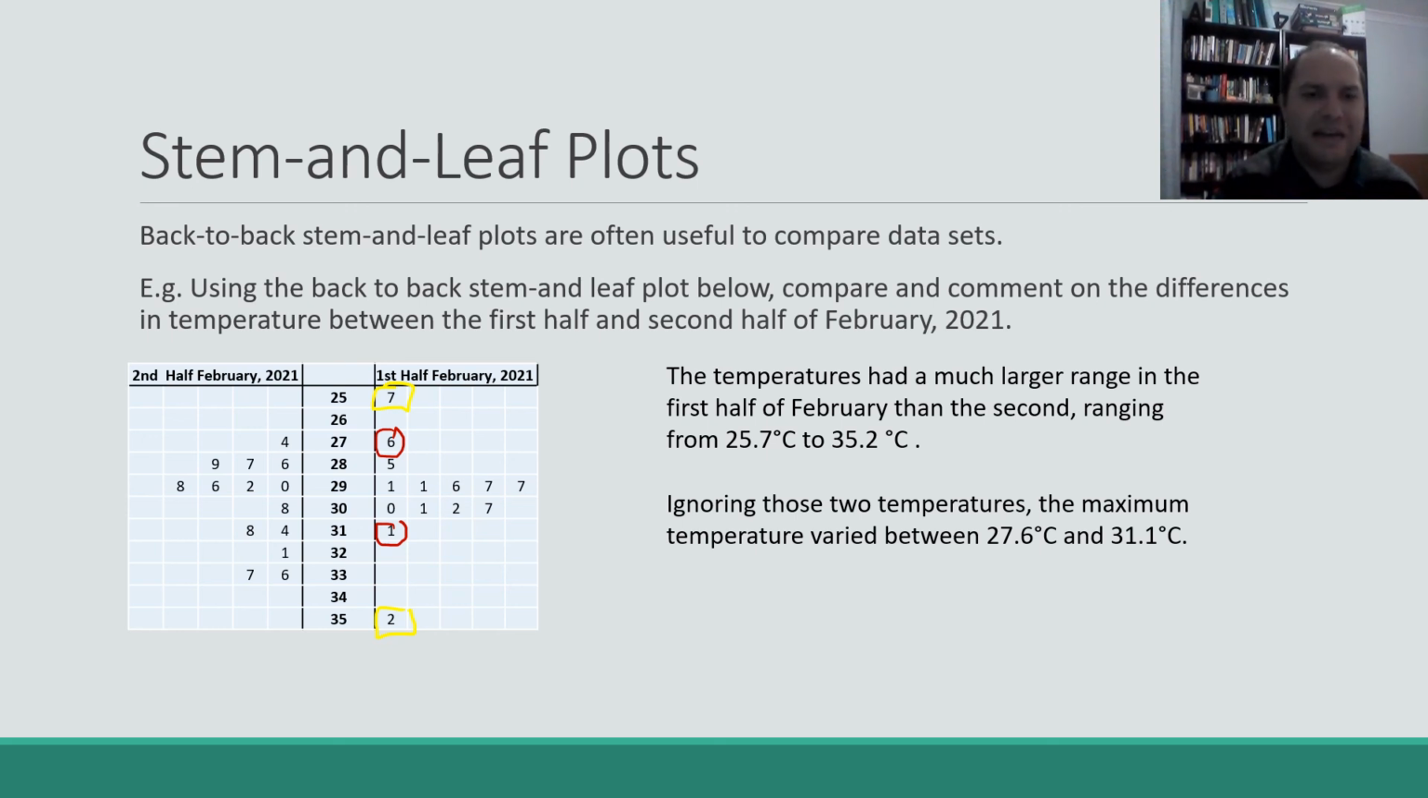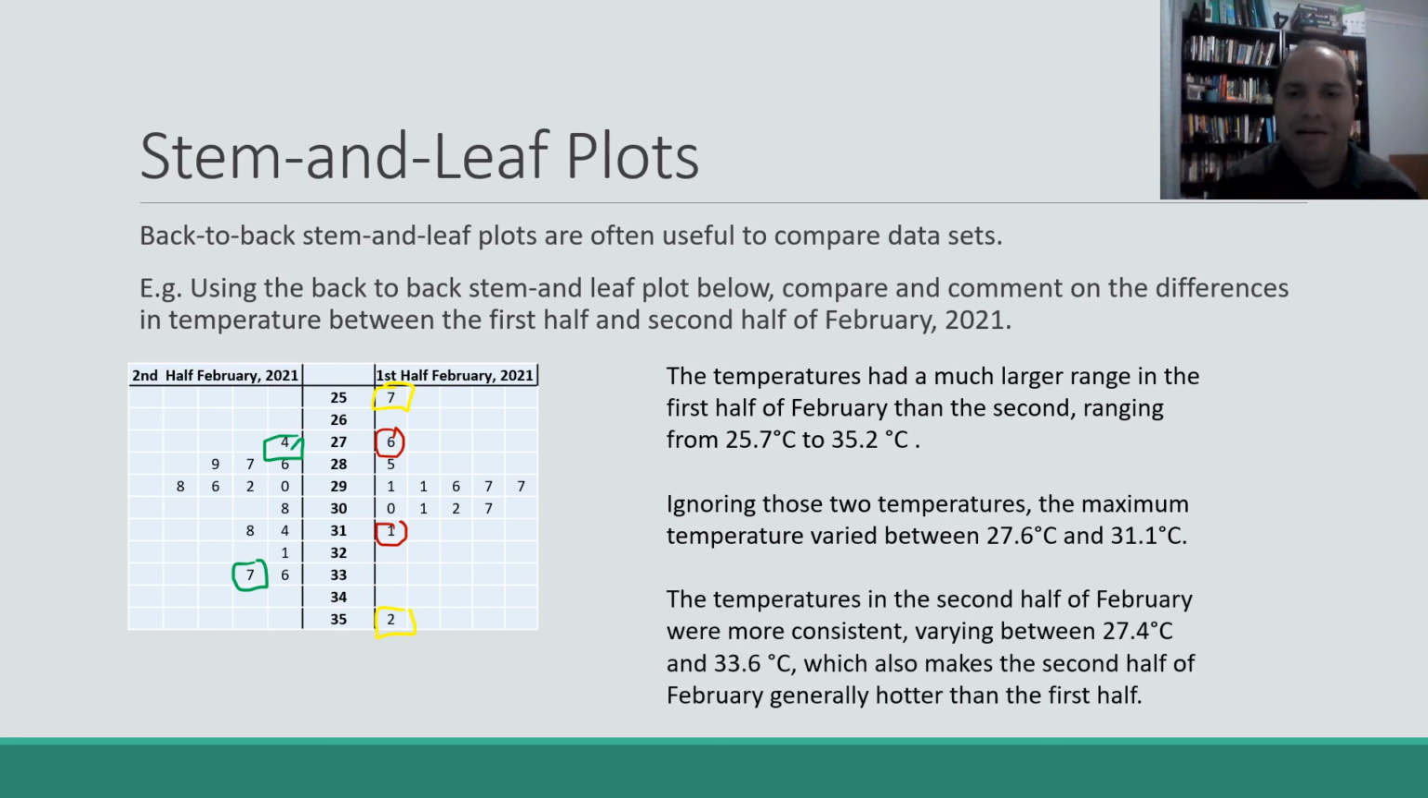Looking at the second half of February, it actually generally varies between 27.4 and 33.7. It's a lot more consistent, right? All the data is not quite as spread out as in our first example. So the spread in the first half of February was much higher than the spread in the second half of February.